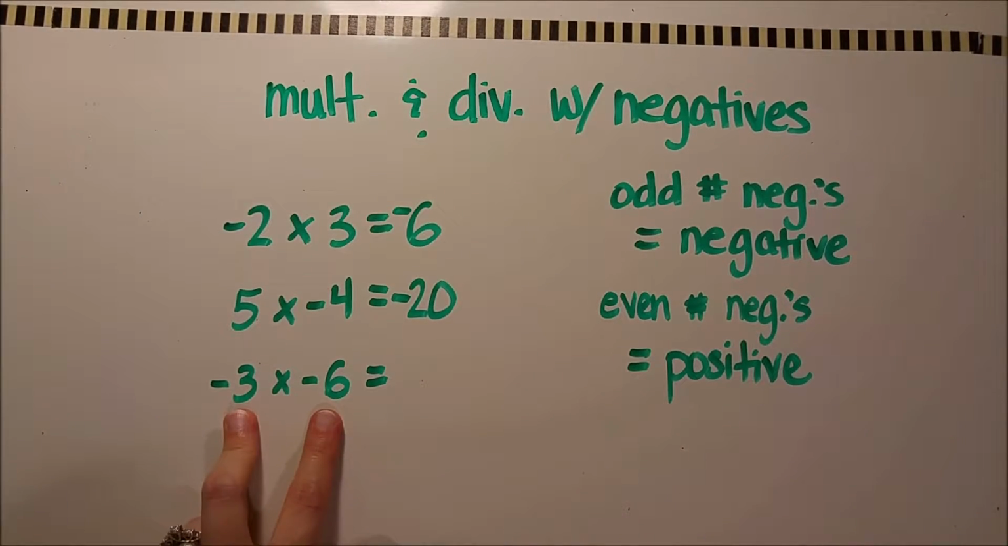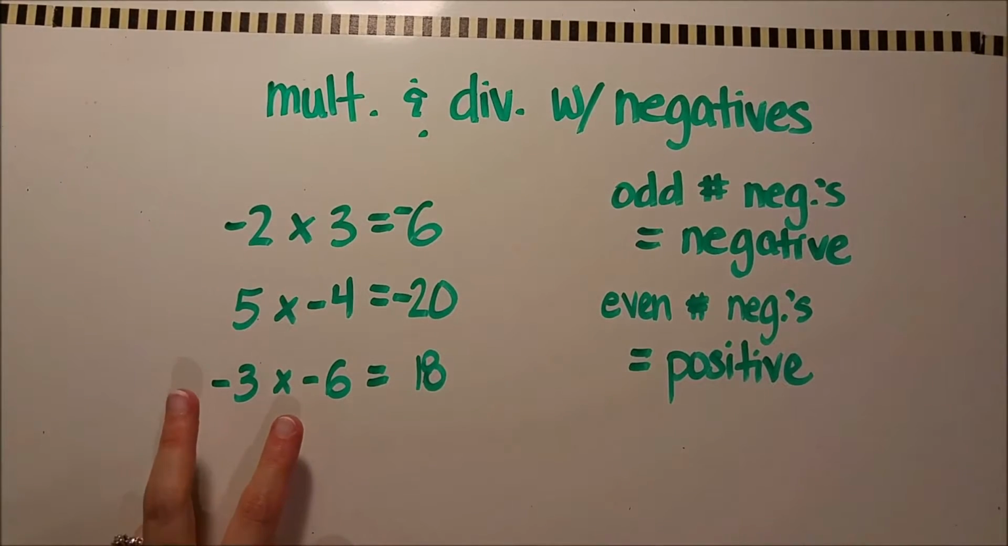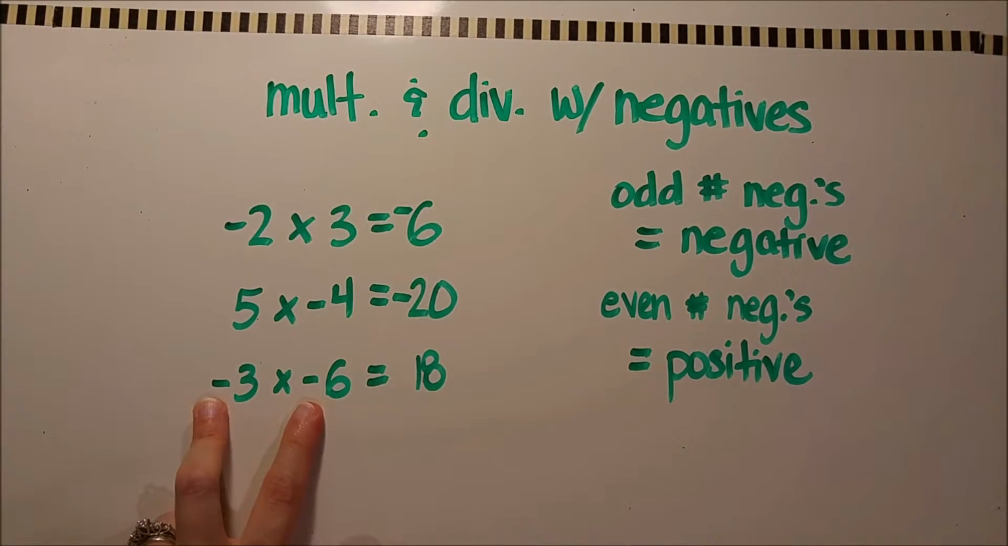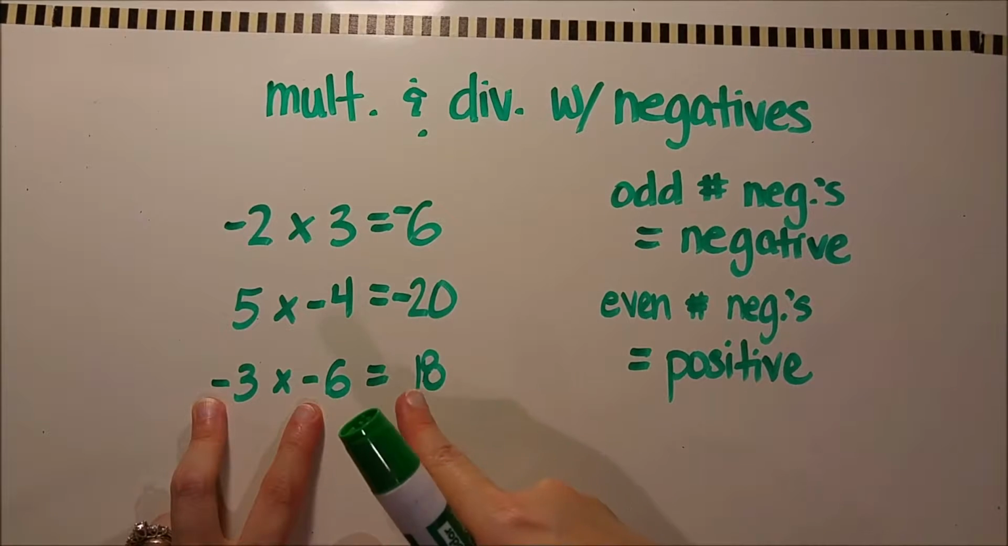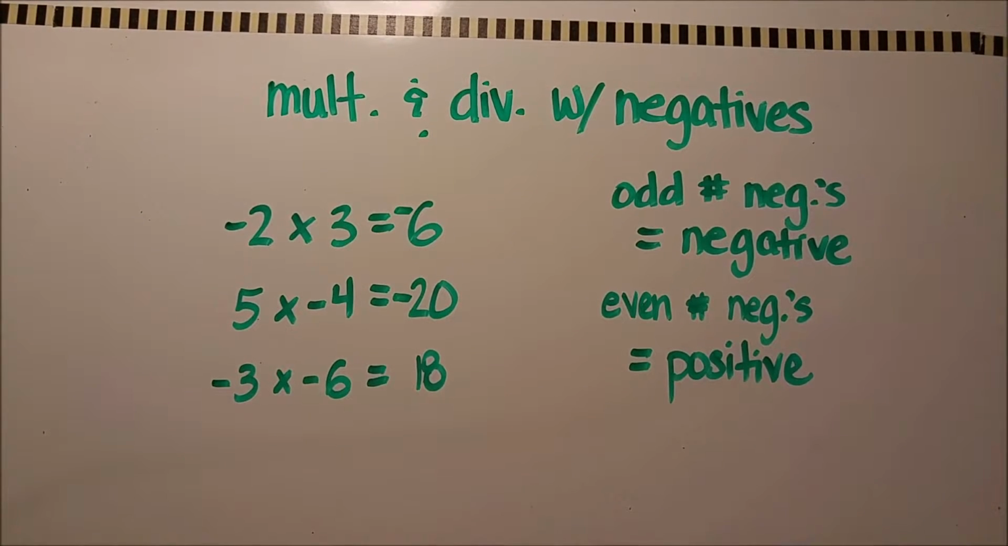Okay, so 3 times 6, that's 18. We have two negative signs, right? 2 is even, so this will be a positive 18. Think of your negatives as canceling each other out, okay? When we speak in double negatives, remember negatives when we're talking are words like no or not. When we speak with double negatives, they cancel each other out.